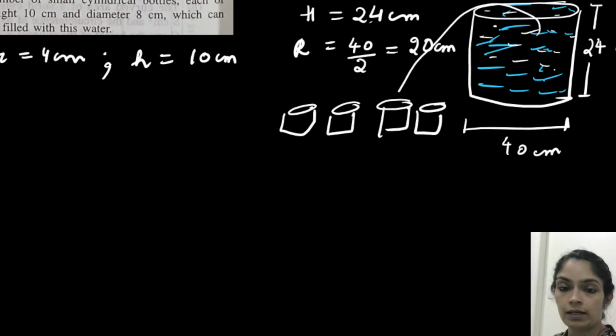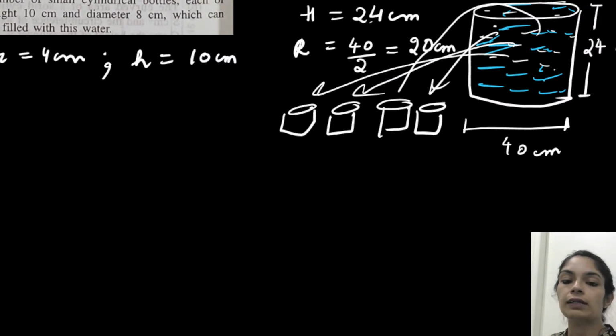R is equal to 20. Yes. So here, what is given to us? I have already explained once more. There is one big container, a cylindrical container, which is full of water. So this water we have to pour into smaller containers. We have to find out how many containers will be filled with this water.